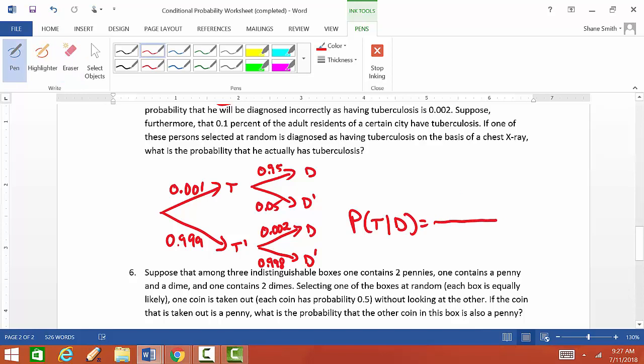Very similar to the problem that we have in the notes. So probability of tuberculosis and chest x-ray divided by the probability of just being detected. So the probability of it being tuberculosis and chest x-ray is 0.001 times 0.95. I just realized this is not going to fit.